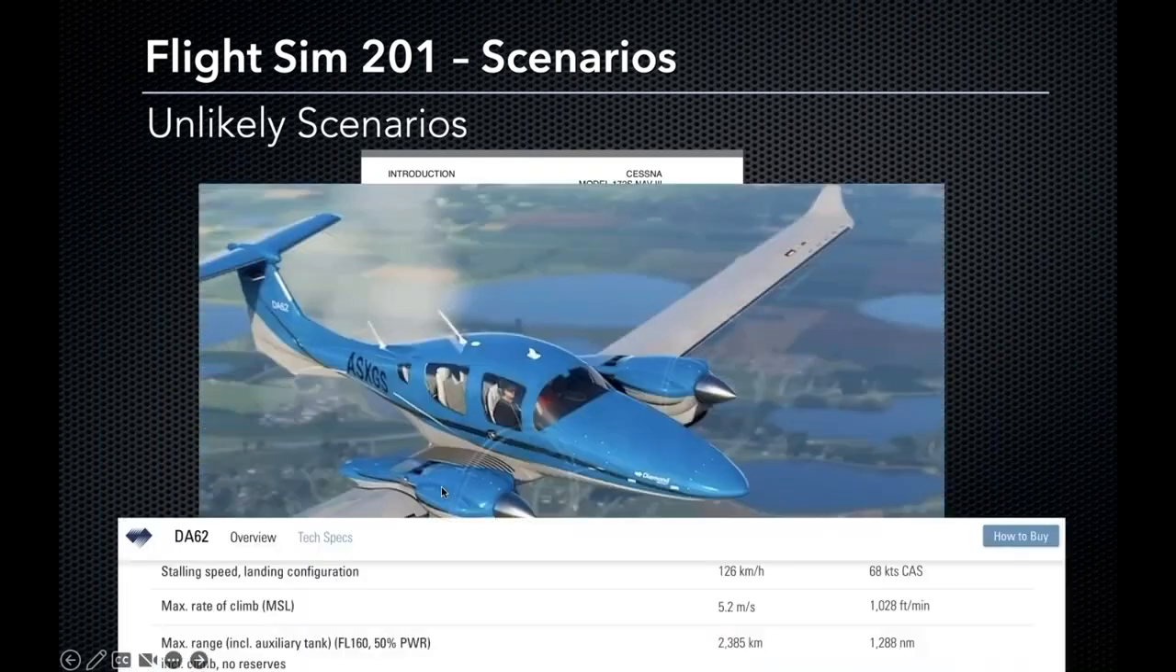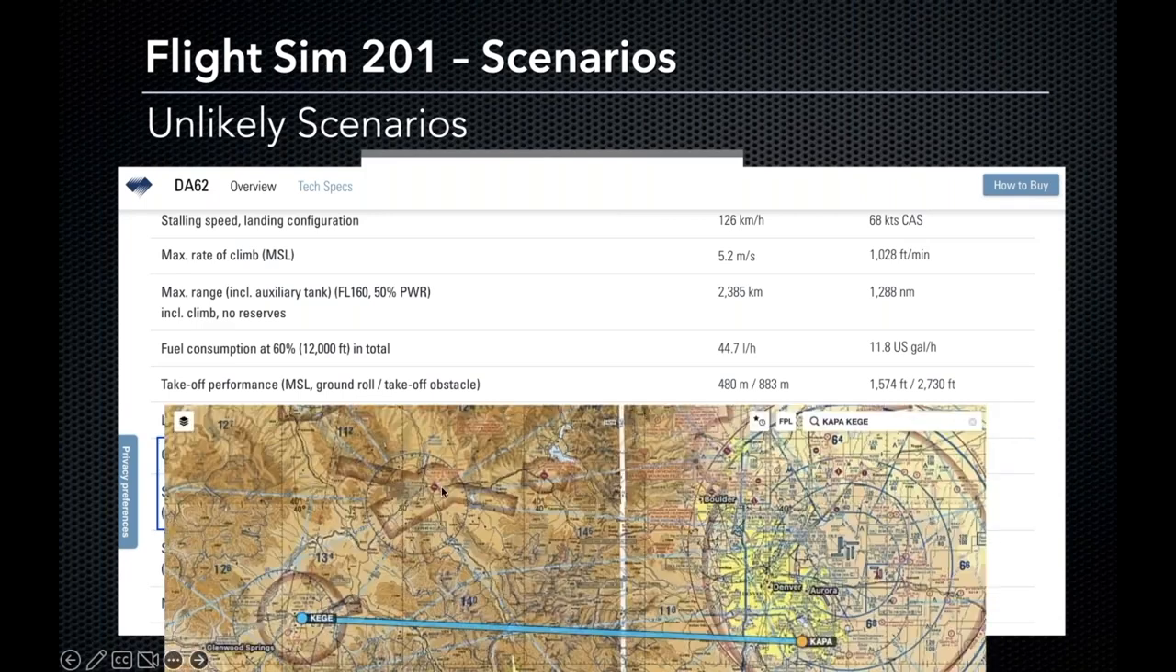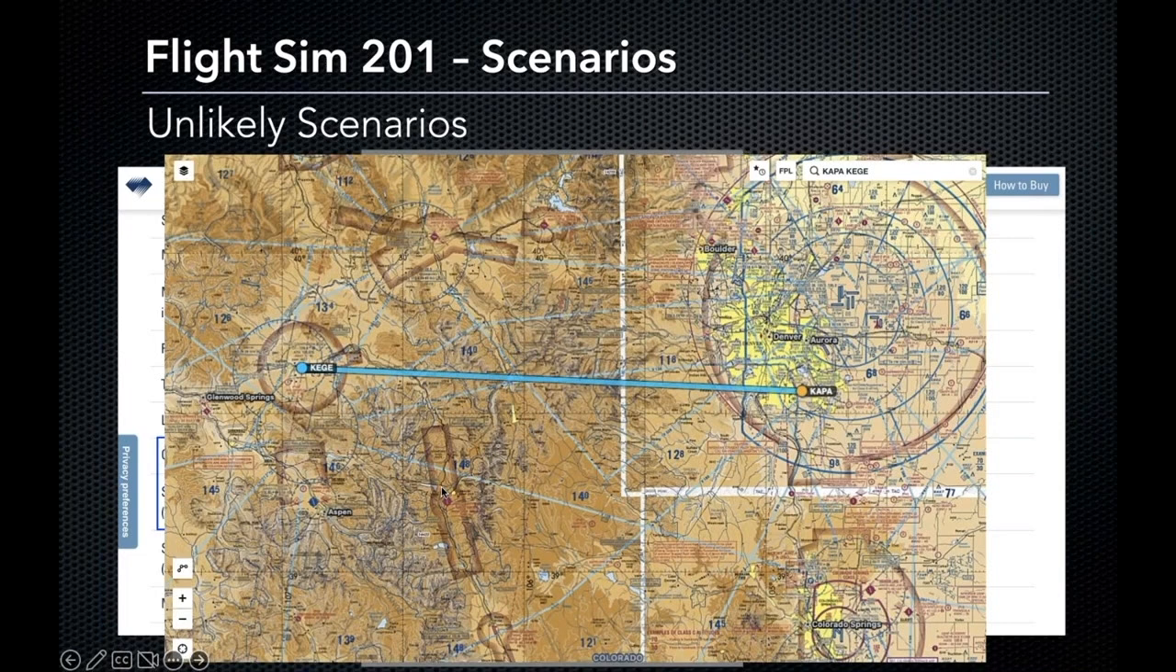Here, we're going to jump in a DA62. I like to highlight that this aircraft has a service ceiling of 20,000 feet, but then if you lose an engine, your single engine service ceiling comes down to 11. That's quite a bit. And maybe that's not going to be a problem here in the Midwest, but if you go out west, and let's say you're flying from the south side of Denver and you're heading on over to see a few friends at Eagle County Regional, only 100 miles away.